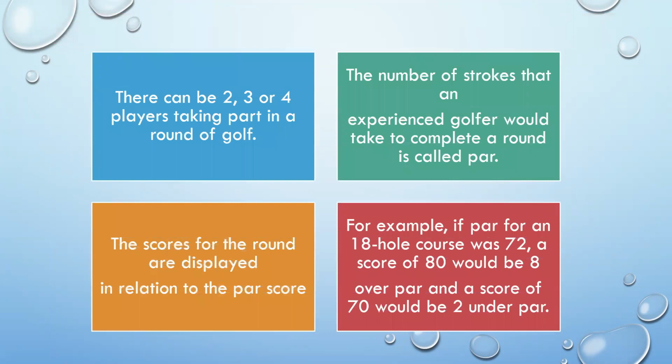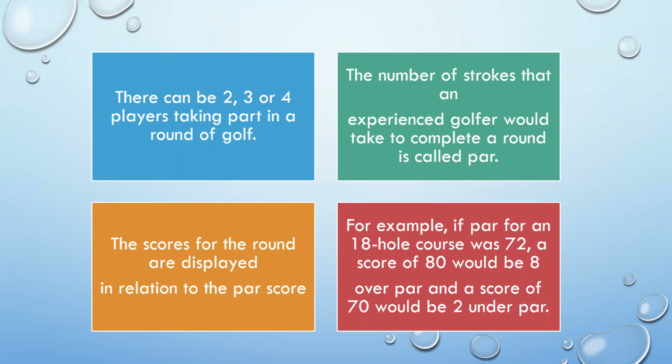Now, a few things which we need to take care. There can be 2, 3, or 4 players taking part in a round of golf. Again, this is as per the pre-release. The number of strokes that an experienced golfer would take to complete a round is called par. I'll come to the details of par slightly later. The scores for the round are displayed in relation to the par score.